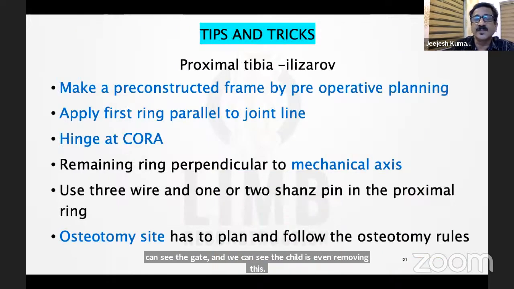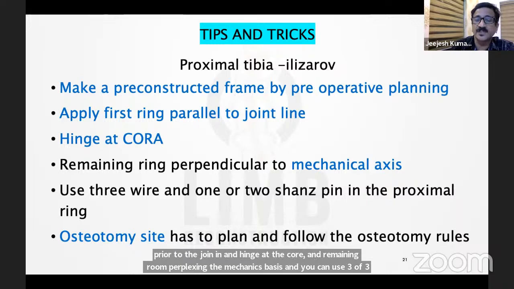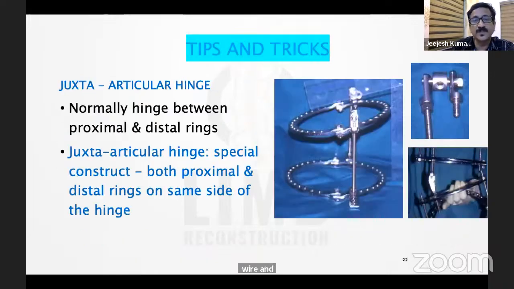The tips and tricks you should know in this proximal tibial Ilizarov: make a pre-constructed frame by pre-operative planning, and apply the first ring parallel to the joint line and hinge at the CORA, and the remaining rings parallel to the mechanical axis. You can use three wires and one or two half pins in the proximal segment. The osteotomy site has to be planned and should follow the osteotomy rules.